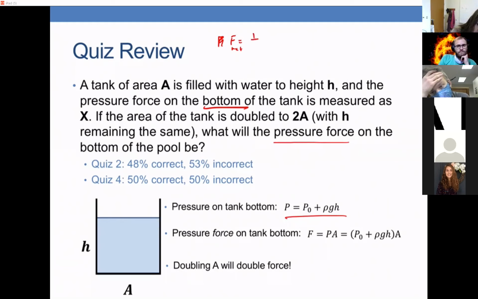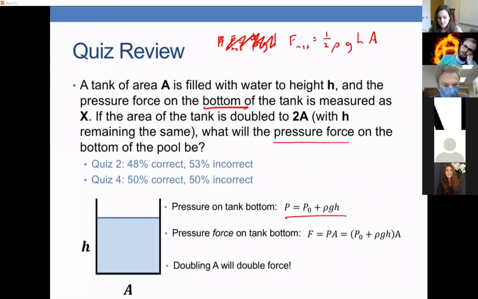Then it would be 1/2 rho g H, sorry, I did that weird. So if this was a rectangular wall, it would be 1/2 rho g H A, because this would be the average pressure, then you multiply it by the area. So if you keep H the same and double the area, you would double the force. So actually in that way, it doesn't matter, because in both cases, force increases when area increases.